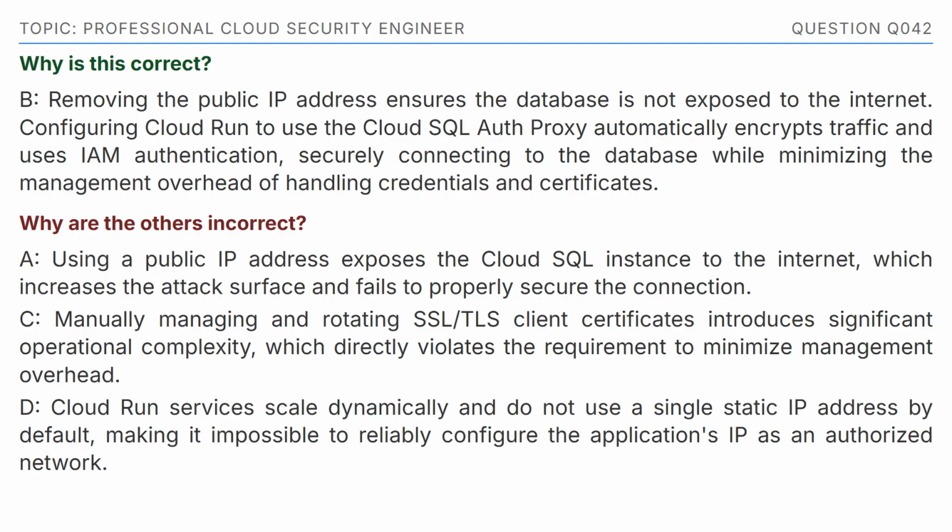Why are the others incorrect? A. Using a public IP address exposes the Cloud SQL instance to the internet, which increases the attack surface and fails to properly secure the connection. C. Manually managing and rotating SSL/TLS client certificates introduces significant operational complexity, which directly violates the requirement to minimize management overhead. D. Cloud Run services scale dynamically and do not use a single static IP address by default, making it impossible to reliably configure the application's IP as an authorized network.